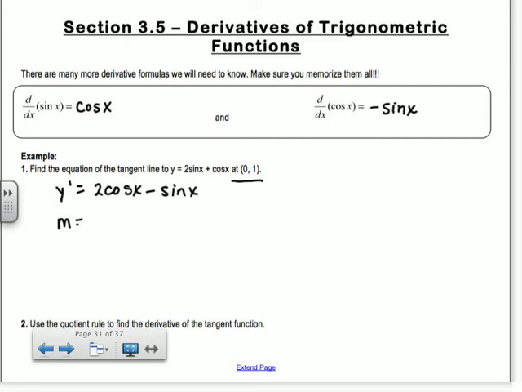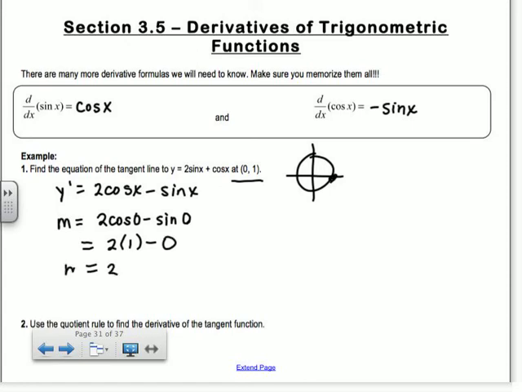We want to know the slope at the point 0, 1, so I need to plug in 0 for x, because my x value is 0. So I have 2 cosine of 0 minus sine of 0, and you've all memorized your unit circle, so you know cosine of 0 is 1 and the sine of 0 is 0. So your slope is 2. It's at the point 0, 1, which is convenient because that is a y-intercept. So it's just y equals 2x plus 1. And that's it.